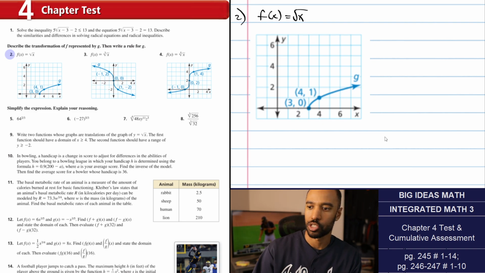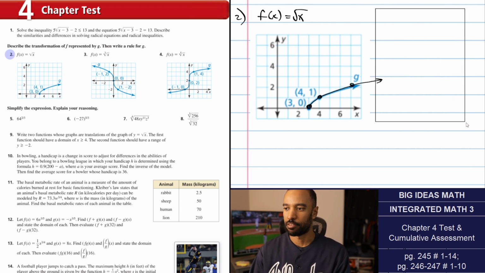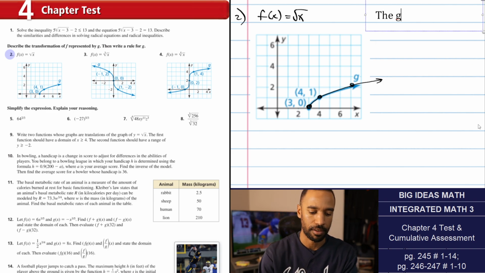So for this one, square root of x would have been the basic graph here. Over 1 up 1, over 4 up 2. It looks like it just translates 3 units to the right like that. So that's exactly how I'm going to describe it. The graph of g is a translation 3 units right of f.